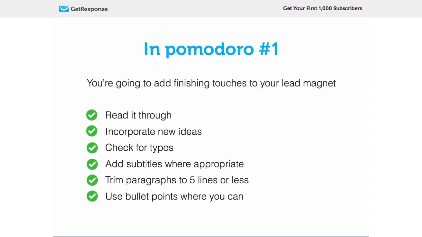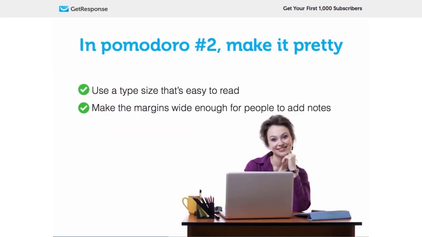Like it says, you also want to trim your paragraphs down to 5 lines or less. That just makes it easier to read and it makes it look more digestible. We talked about that before as well. And then again, use bullet points where you can. Lists are good. Don't hesitate to use lists. People love them. And so then in your second Pomodoro, you're going to want to basically make it pretty.